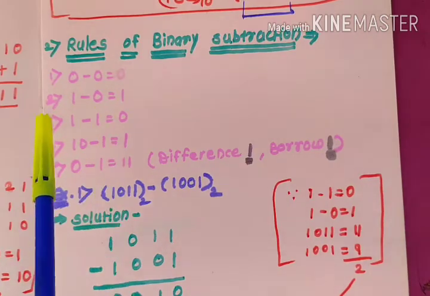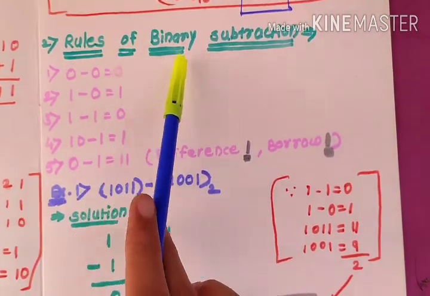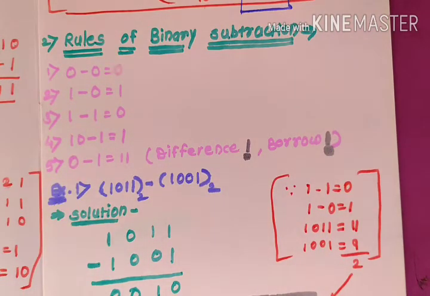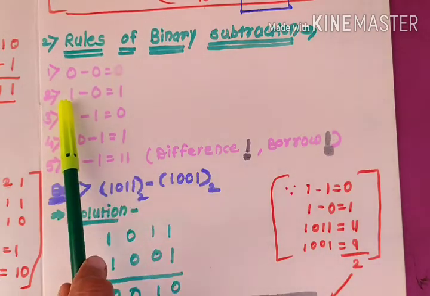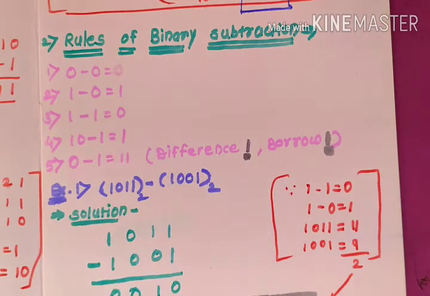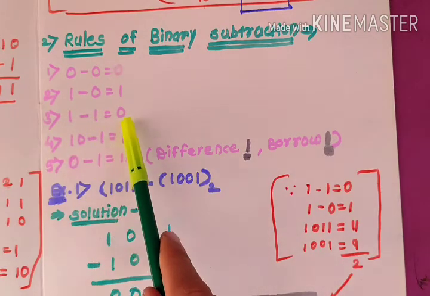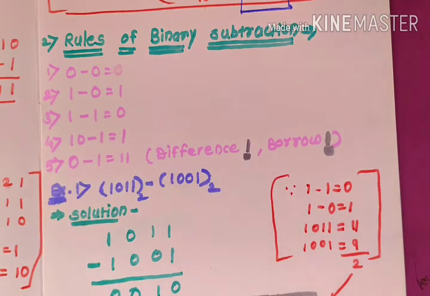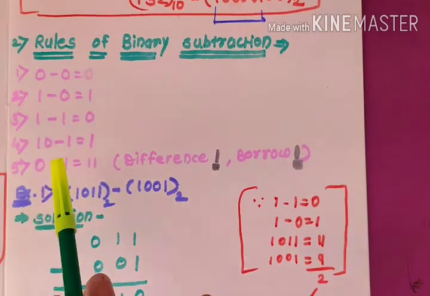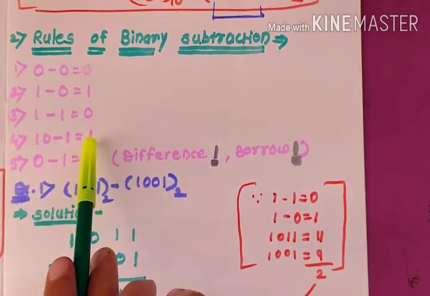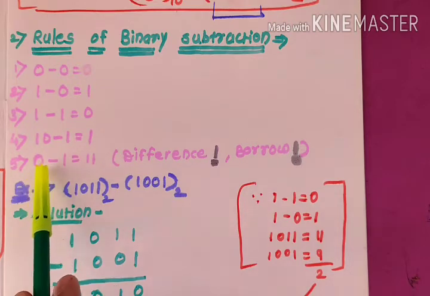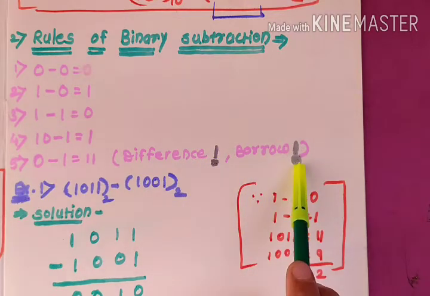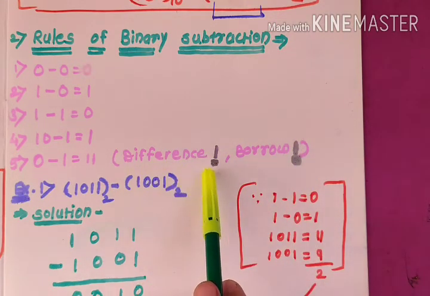now let us see the rules for binary subtraction. This is the first rule: 0 minus 0 equal to 0. Then 1 minus 0 is equal to 1. 1 minus 1 is equal to 0. 0 minus 1 is equal to 1, which means difference 1 and borrow 1.